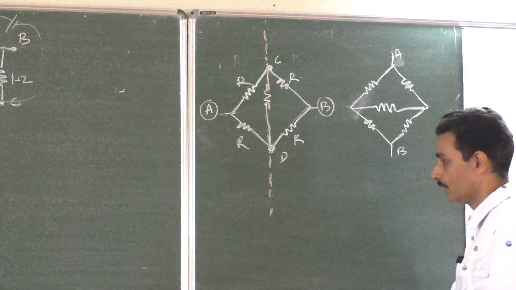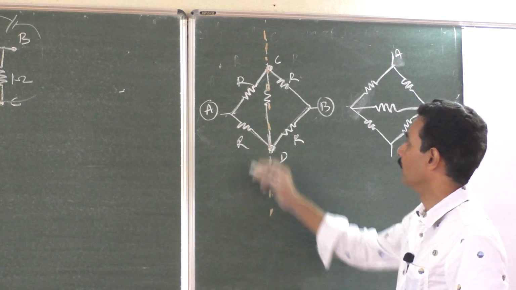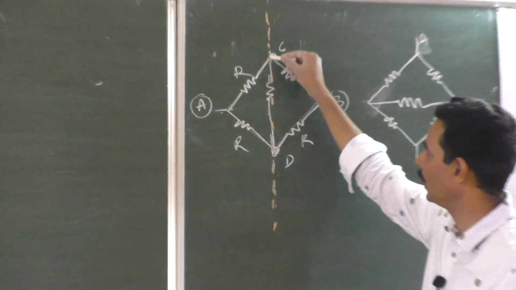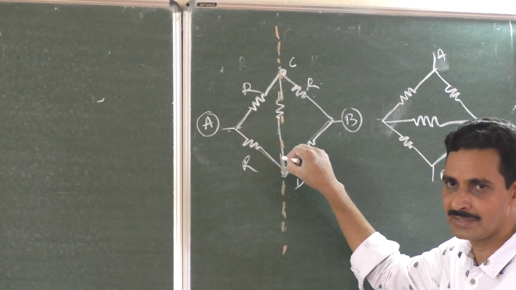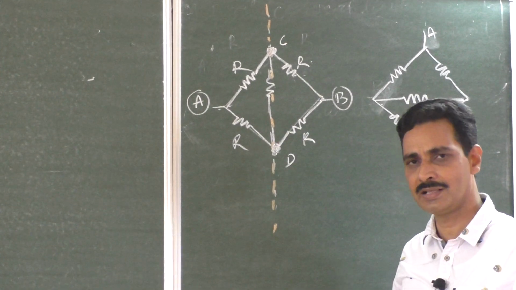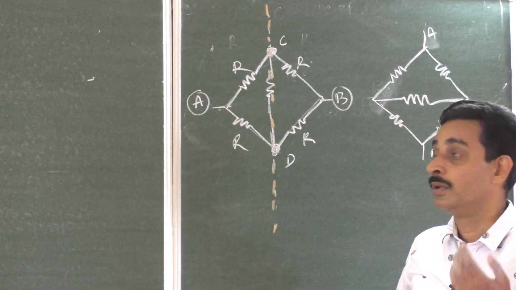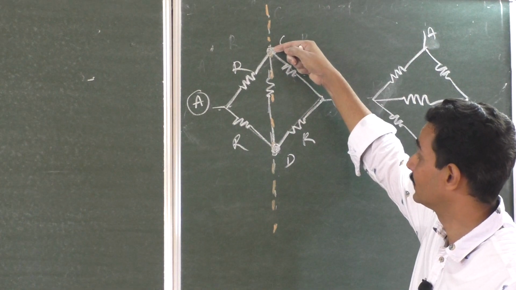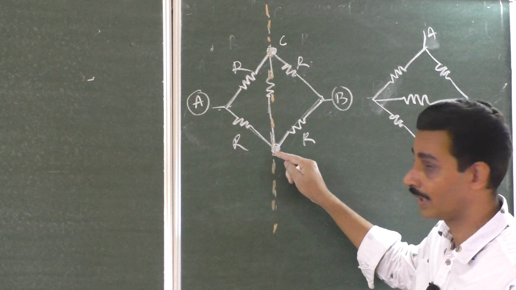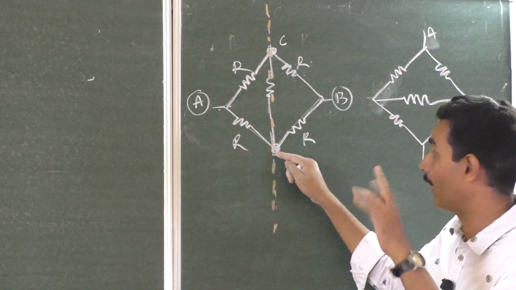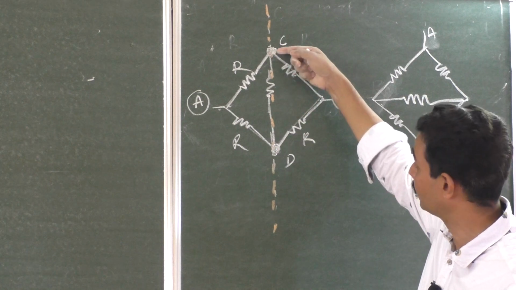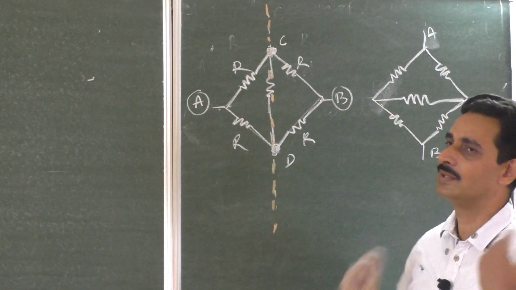You know this, right? In a Wheatstone's network, if the resistances are balanced, R1 by R2 is equal to R3 by R4, no current flows through the galvanometer. What do you mean by that? The potential here and potential here are the same. What do you mean by potential same? The work done to take the charge from here to another point, and the work done to take the charge from here to the same point, are the same. That means no work has to be done while taking the charge from here to here. Potential here and potential here are the same.